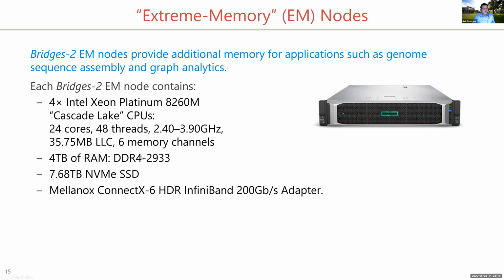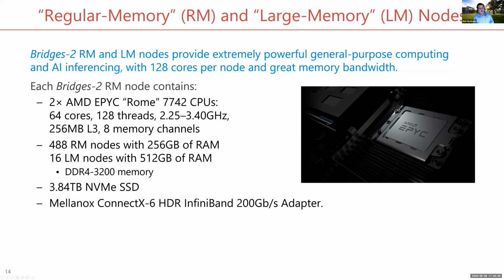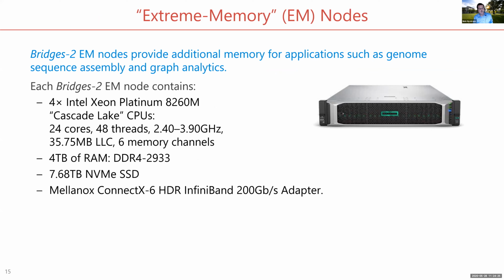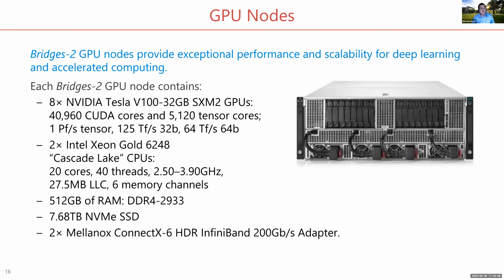They have 4 terabytes of RAM. It's almost as fast. On the regular memory nodes, these are DDR4 3200, and on the large memory, they're DDR4 2933. But it is all RAM. These would be the platforms of choice for things like genome sequence assembly, large-scale graph analytics, some quantum chemistry, other codes that don't really go well on MPI. These also have more onboard SSDs, and also Mellanox 200 gigabit per second InfiniBand.